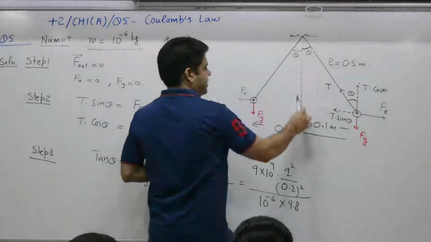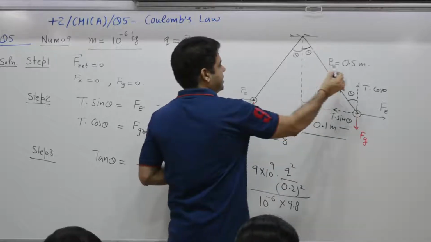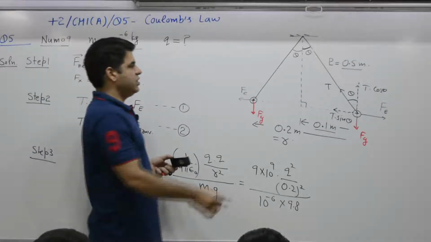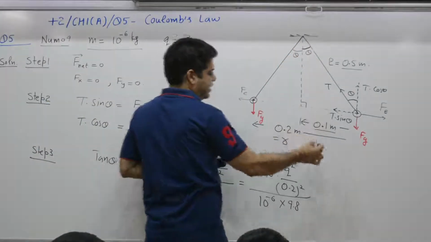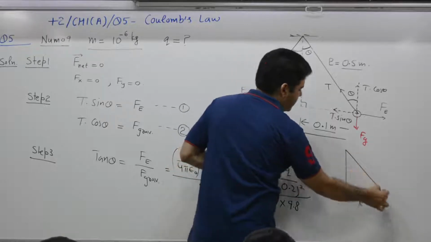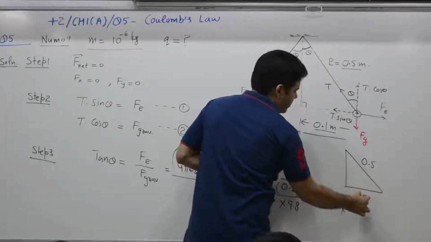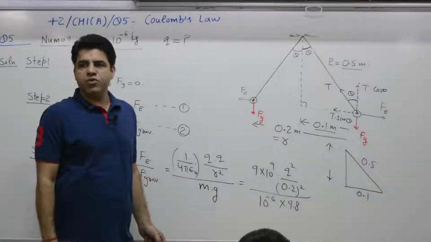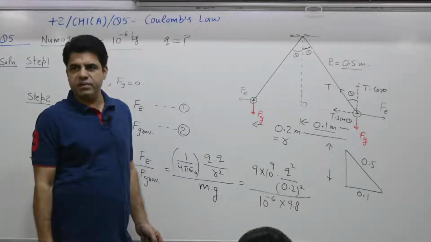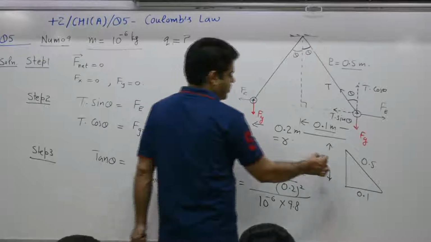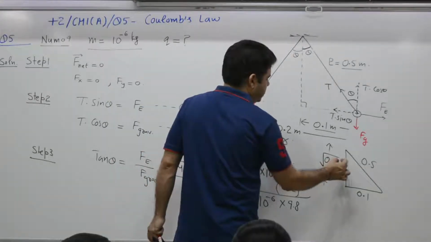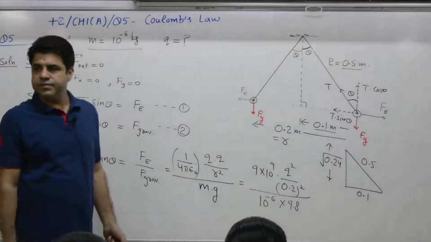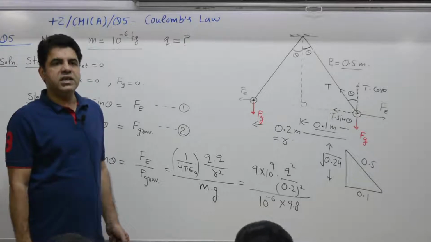Refer to this triangle. This is a right angle triangle. This value is 0.5. This value is 0.1. What about this one? I can redraw this triangle. This is 0.5, this is 0.1. What about this side? Under root of 0.5 square minus 0.1 square comes out to be under root 0.24. Fine.